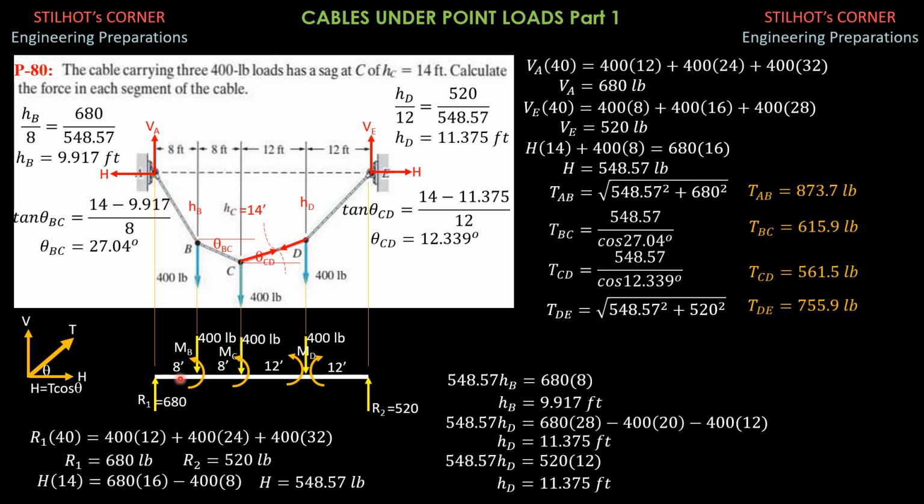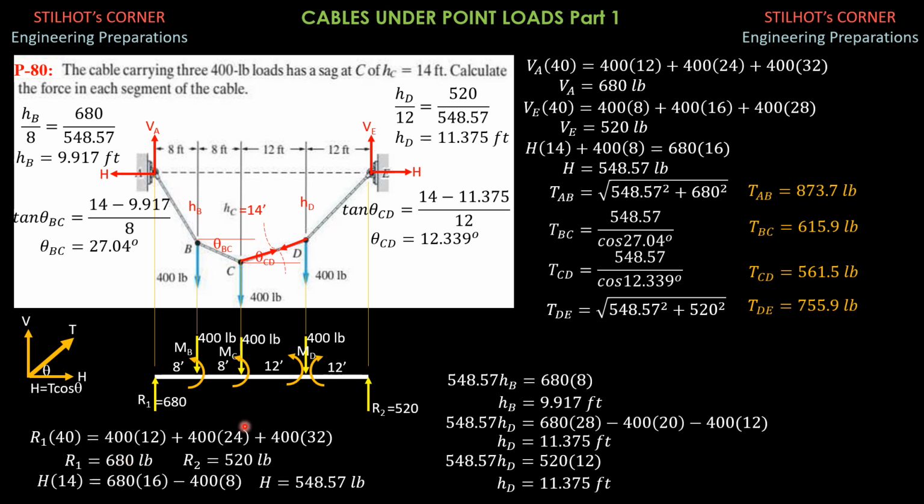Remember that the theorem is applicable if the loads are projected upon the horizontal or if the loads are vertical. So we draw a simply supported beam, and we apply the same loads at the same locations, same distances also. So we sum up moments about the right side. R1 times 40 equals 400 times 12 plus 400 times 24 plus 400 times 32. So R1 is 680 pounds.